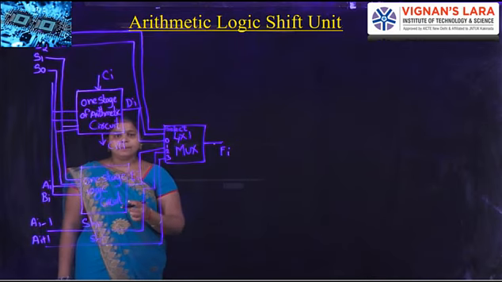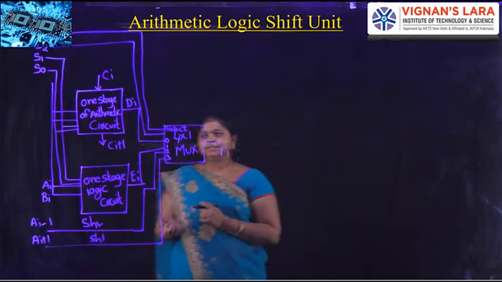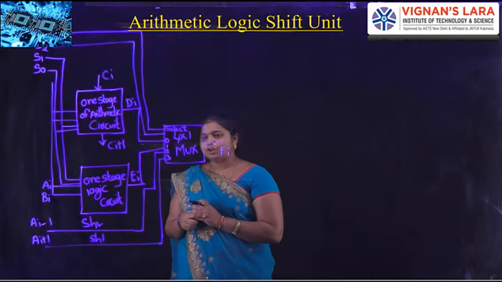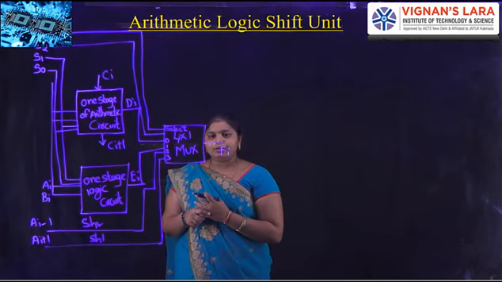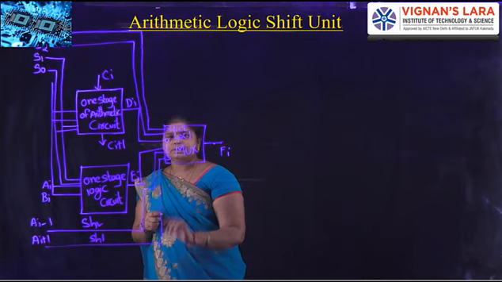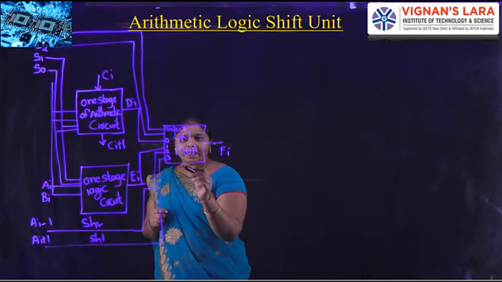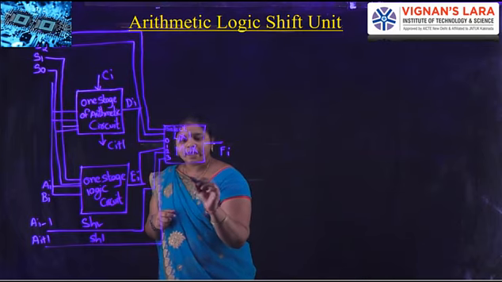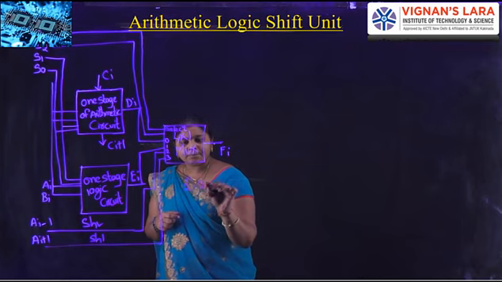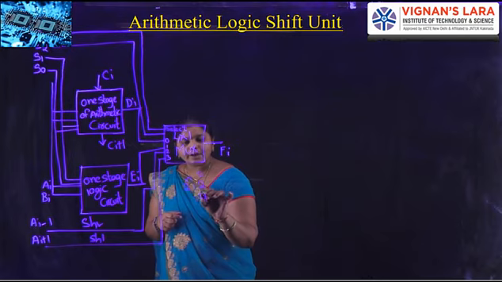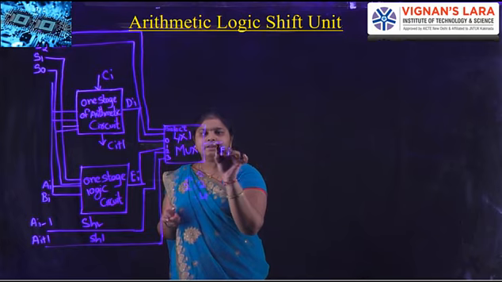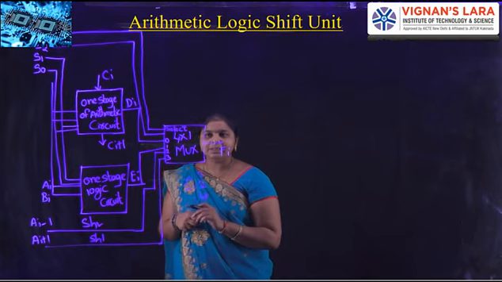This is the hardware implementation of the arithmetic logic shift unit. Here we take one stage of the arithmetic circuit, one stage of the logical circuit and the multiplexer. Why do we take a 4x1 multiplexer? Only two select lines are given to the multiplexer as input. We know 2 power n gives the inputs, so 2 power 2 equals 4. That's why we take the 4x1 multiplexer. The final result is 1, so 4 means inputs and 1 means output.